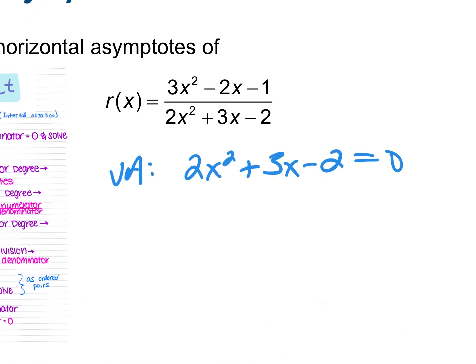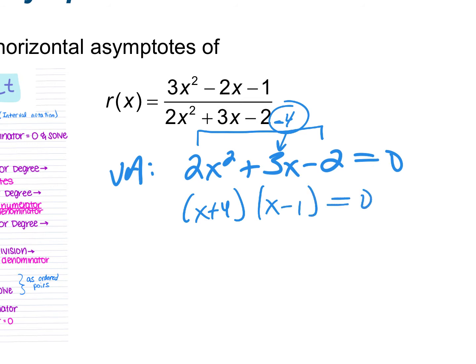Okay, so how do I solve this? What do I do? Factor it. That's all we're going to do. 2 times negative 2 is negative 4. What are the factors of negative 4 that multiply to give me negative 4, but add to give me 3? Say it one more time. X plus 4. God bless you. X minus 1. Does everybody agree?